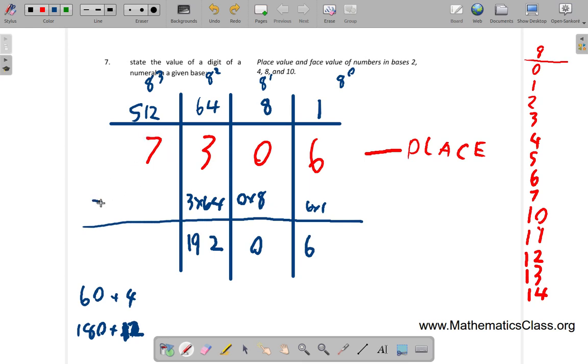And let's do this one. 7 times 512. Alright. So the value of this column is 512. The place value of the 7 is saying how many 512s do you have. So it's 512 by 7. So it's 7 times 2 is 14. 4 carry 1. 7 times 1 is 7, plus 1 is 8. 7 times 5 is 35. 3584. Alright.